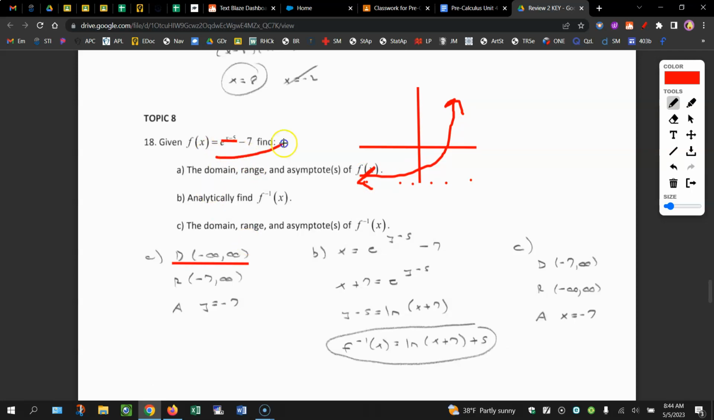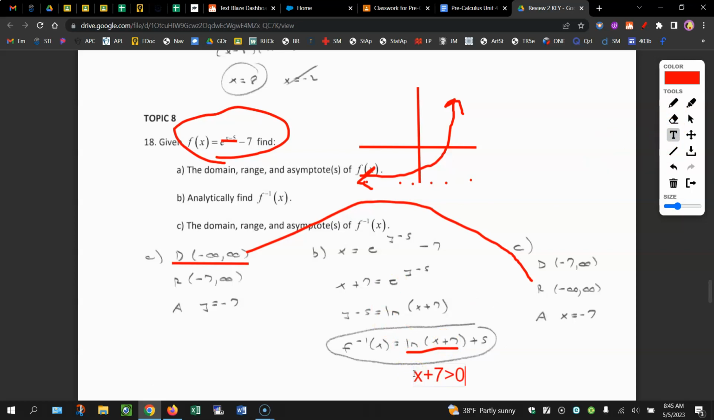You can always graph this in the calculator too and look at the graph. For the inverse, you could just switch x and y so that all the domain values become the range values and vice versa. Or you can think about this for the domain. The argument has to be greater than 0. So if you take this x plus 7 and you set it greater than 0, you're going to end up with x is greater than negative 7. So that's how you get this domain over here, negative 7 to infinity.